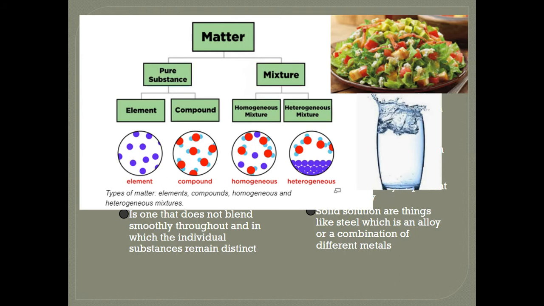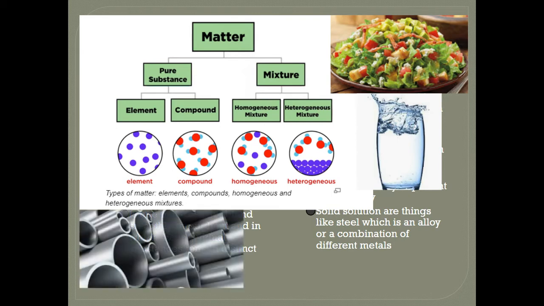What about this tall drink of water? Yes, it is a compound because water is composed of 2 hydrogen bound to 1 oxygen. It is a compound and therefore it is a pure substance. The next, down on the bottom left, you bet, that is steel. So that is a homogeneous mixture.